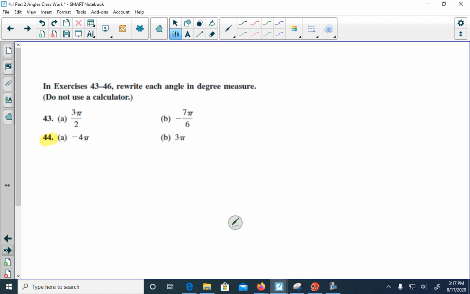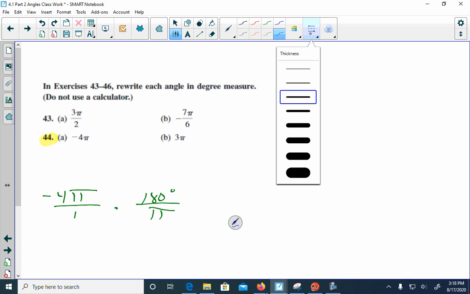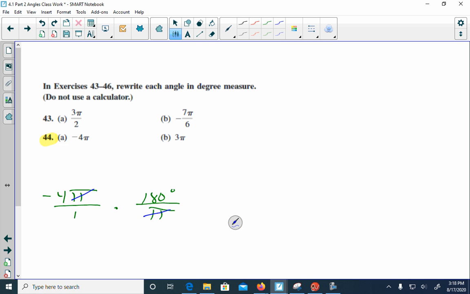Rewrite each angle in degree measure. So now I have -4 pi. I'm doing the same conversion. So I have -4 pi, understood to be over 1, using that 180 degrees to pi. Notice that I put the 180 on the numerator this time, and the reason why I did that is I want my units to cross out. So I want the pi's to cross out. And when I do that, I am going to multiply by 4 and get -720 degrees, because that's the unit of measurement that I'm left with.